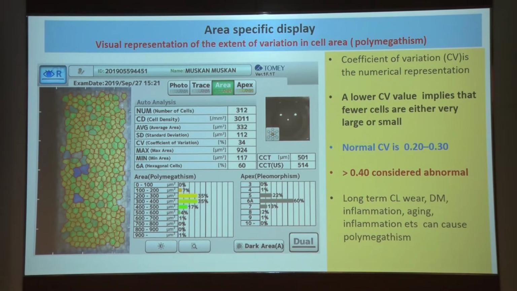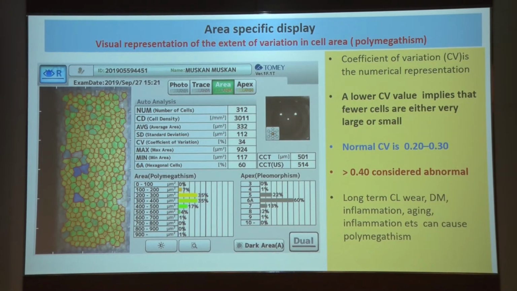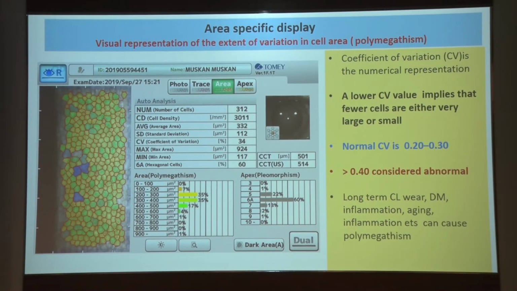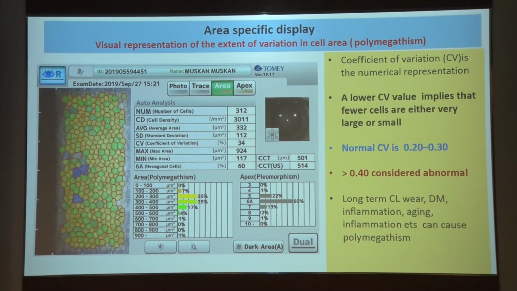And so these are all the same numbers which you saw on that first slide, but here this is giving you a photographic representation of these cells in area. So they're shown in different colors. There's no need to get confused with that. A particular size, a particular range is given in a different color, right? And here, this is the one which is showing you the area. So a change in area is known as polymegathism, especially if the cells become larger, right?